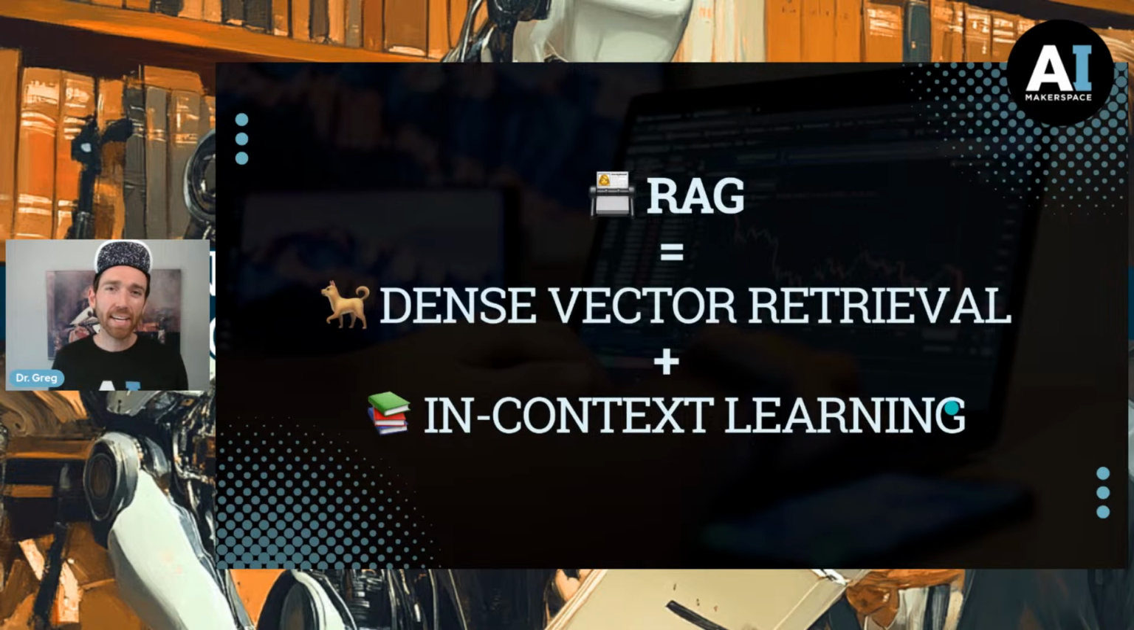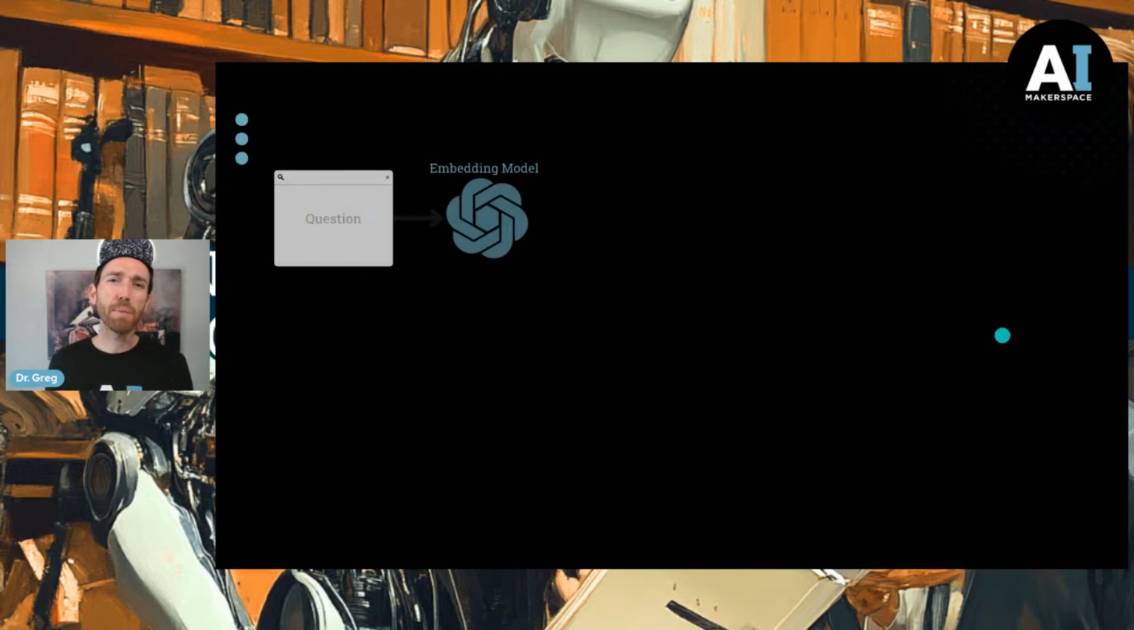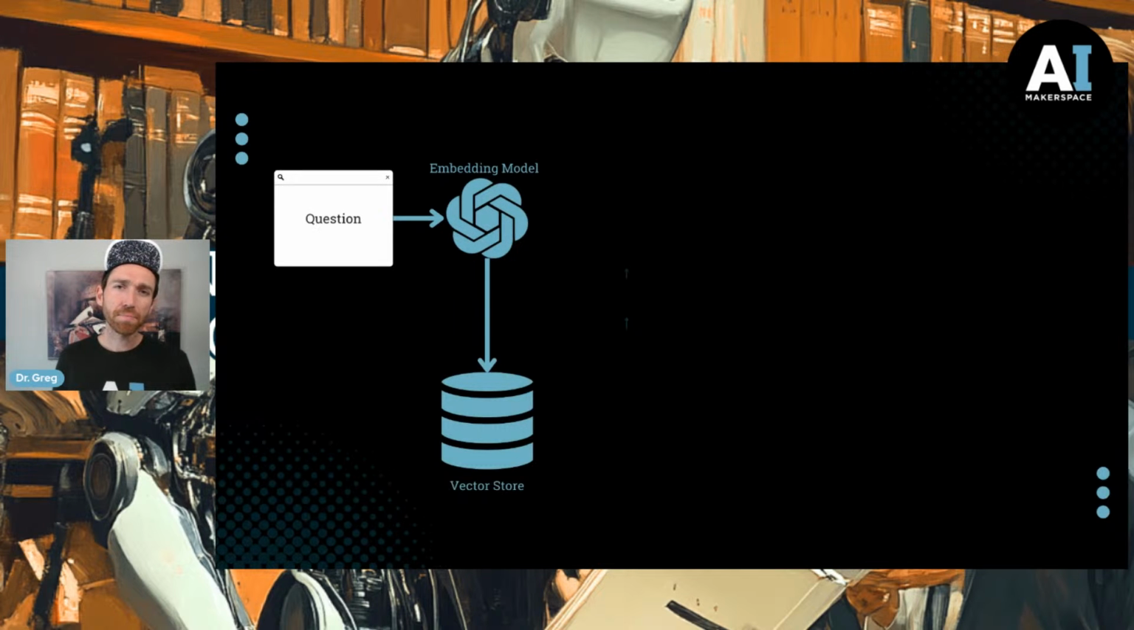And RAG as a solution can be broken into two core pieces. The first is dense vector retrieval, and the second is in-context learning. We're going to talk about the first part the most today, and we're going to leave the second part. We've talked about it a lot elsewhere.